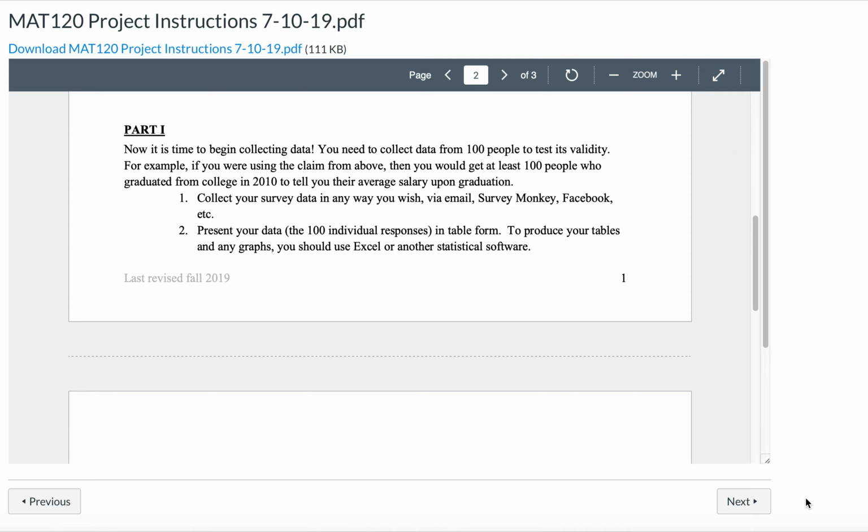So we're going to take a look at the project submission that's due in week 3. Each week on the project is going to build upon what we did in the previous week's submission, as well as what happened in the discussion area and what you've done in Minitab.